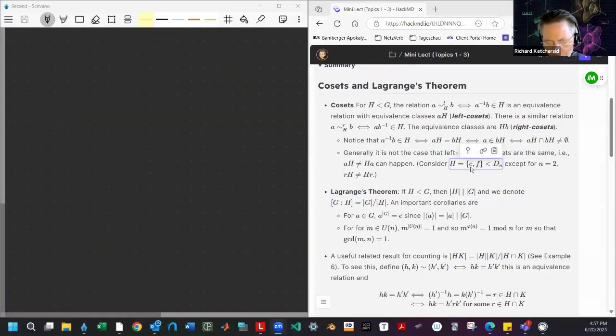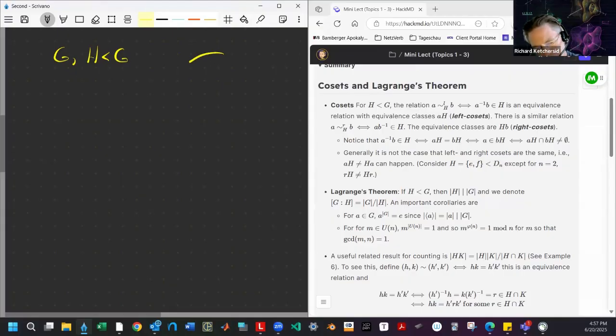Okay, so here's a little video about cosets and Lagrange's theorem. It's really, really important stuff. So we have a group G, and here we have an H, which is a subgroup of G, and that's all we're assuming about H right now. Later on, we'll have normal subgroups, but that's not what we're interested in right now.